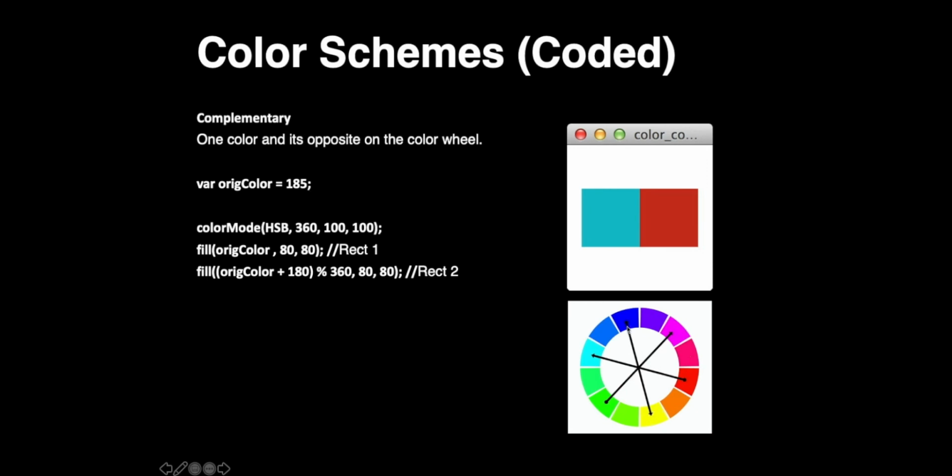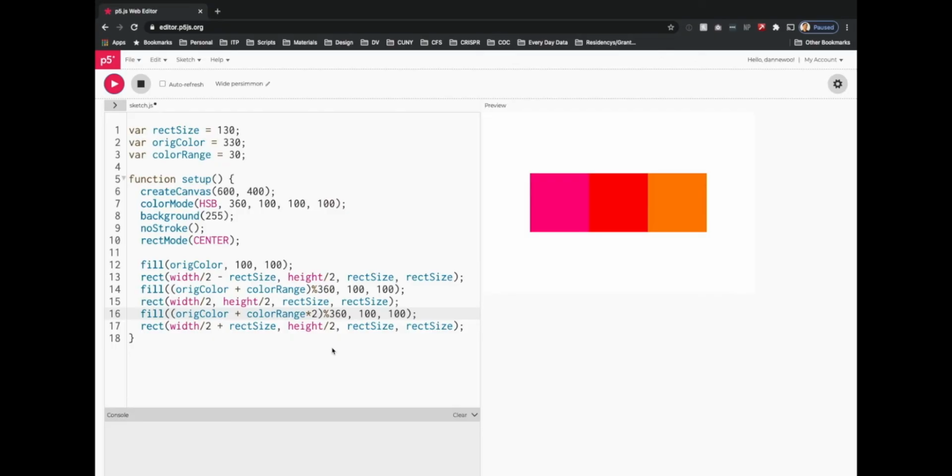So the complement of blue is going to be yellow, the complement of red is going to be cyan, the complement of green is going to be magenta. So let's go ahead and do that in our code. Because we only really need to be working with two colors here, I'm going to comment out the last rectangle. So we just have two rectangles.